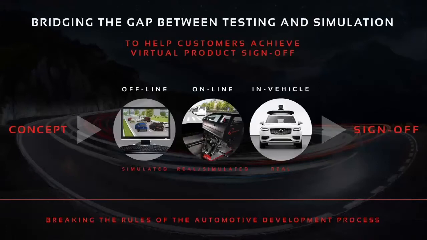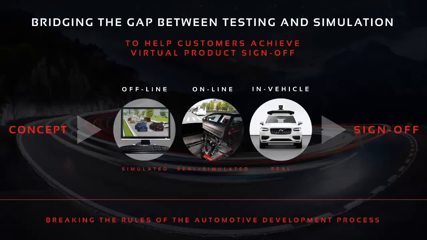And this slide summarizes how VI Grade are bridging that gap between testing and simulation. Starting from the concept, from the CAD drawings, the initial CAE analysis and that sort of thing, we build up an offline model that can be interrogated and used. We then move to an online driver-in-the-loop type simulation. We can even move into in-vehicle simulation, so simulation in a real vehicle, and ultimately to the sign-off.